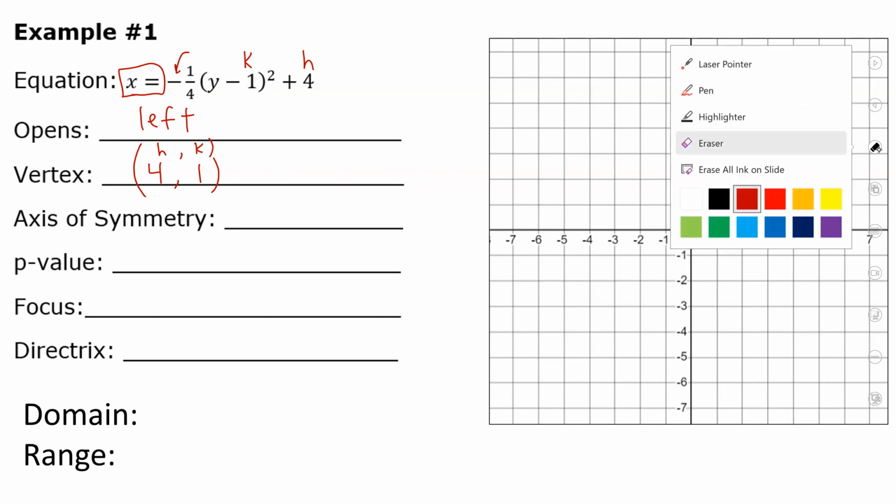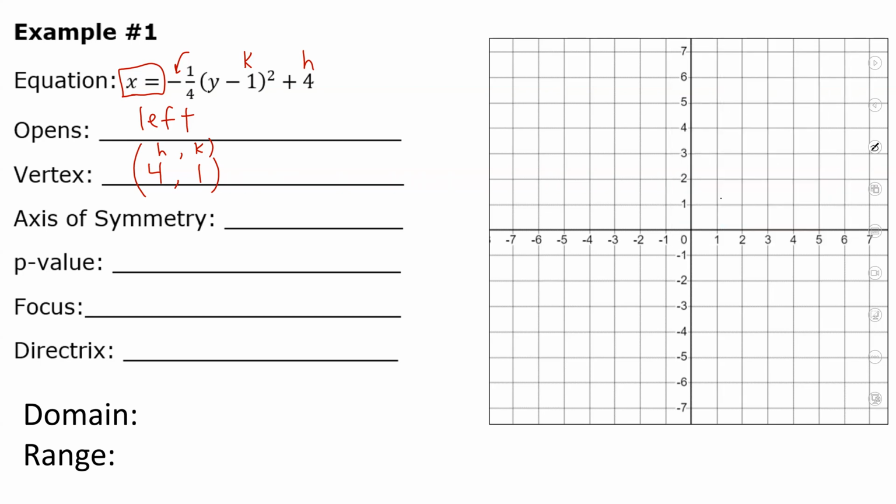Okay, let's go ahead and graph what we have so far. So my vertex is at (4, 1), that's right here. And I know it's facing the left. It's going to look something like this. It's going to face the left. My axis of symmetry is now the Y value 1. It's at Y equals 1.